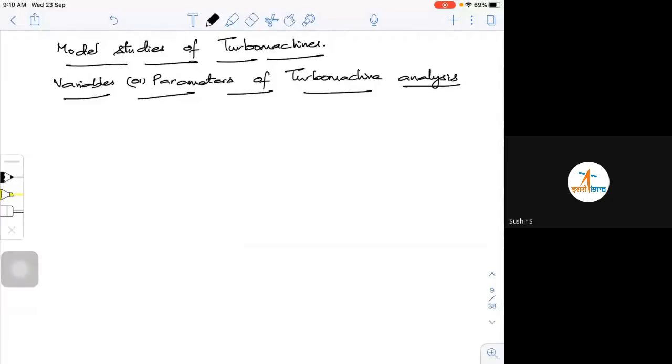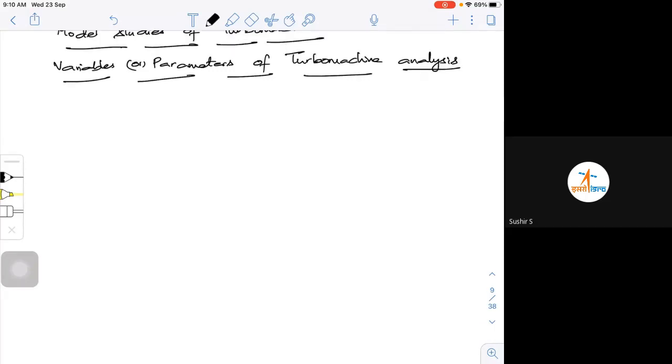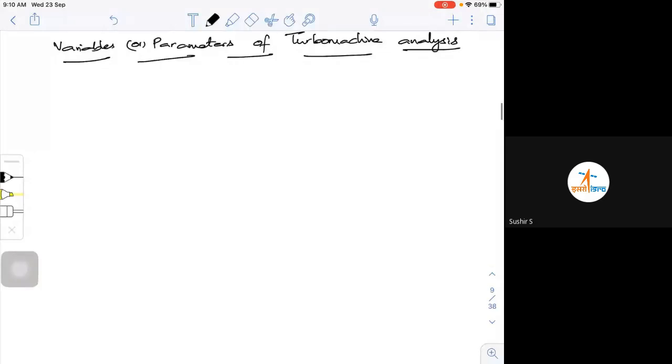Now, when you look at these variables or parameters of analysis, what are the different variables you look at? The size of the turbo machine is one important parameter. When you speak of the size of the turbo machine, the first parameter that comes to our mind is the diameter of the machine.